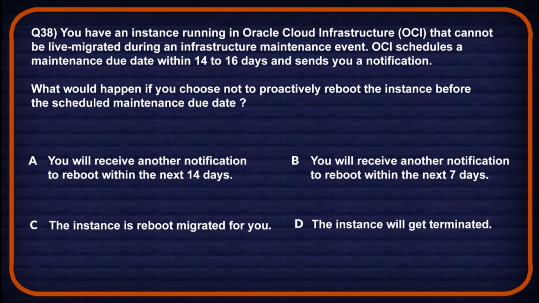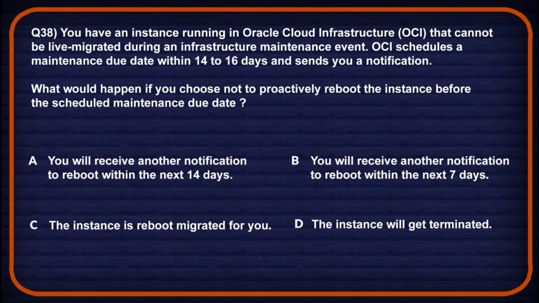Okay, let's look into question number 38. You have an instance running in Oracle Cloud Infrastructure that cannot be live migrated during an infrastructure maintenance event. OCI schedules a maintenance due date within 14 to 16 days and sends you a notification. What would happen if you choose not to proactively reboot the instance before the scheduled maintenance due date?